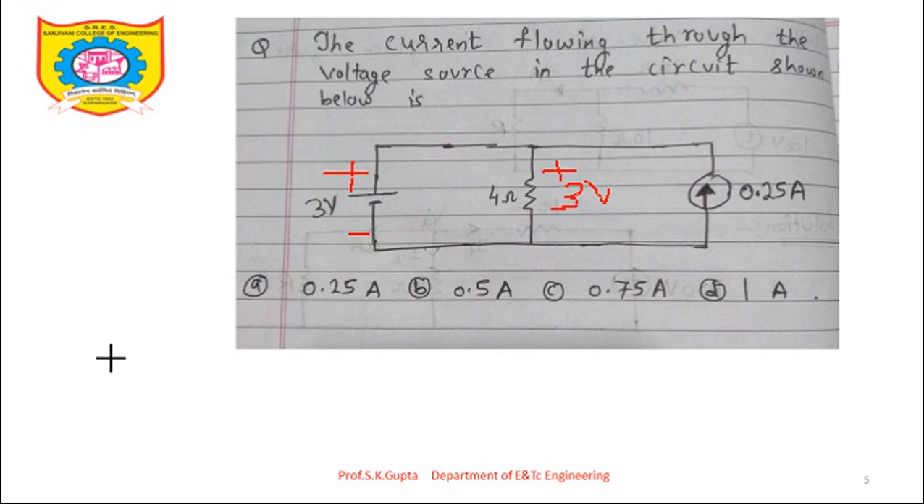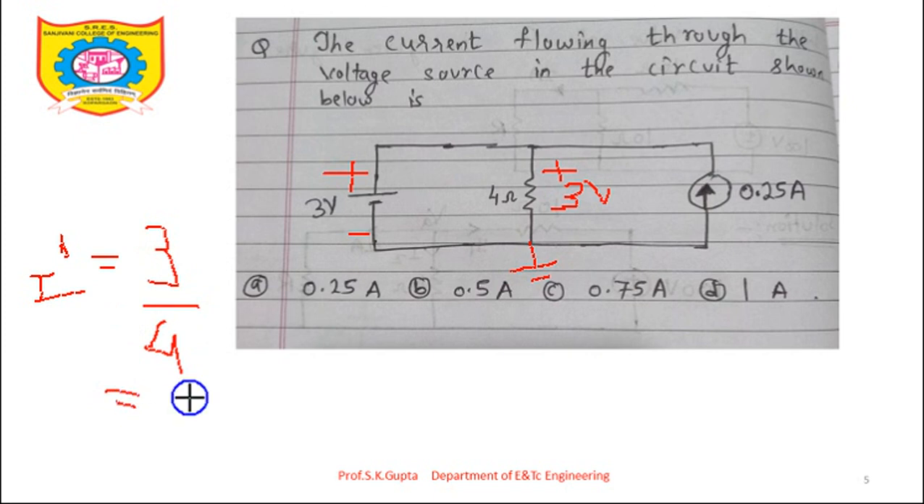This terminal is the grounded terminal. According to Ohm's law, V equals IR, so I equals V by R. Let us say the current through the 4 ohm is I dash. So I dash equals voltage upon resistance. Voltage is 3 and resistance is 4. So 3 by 4 is 0.75. So the I dash value is 0.75.